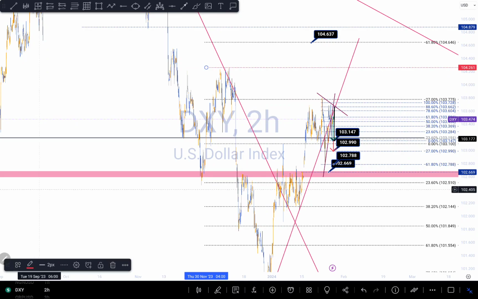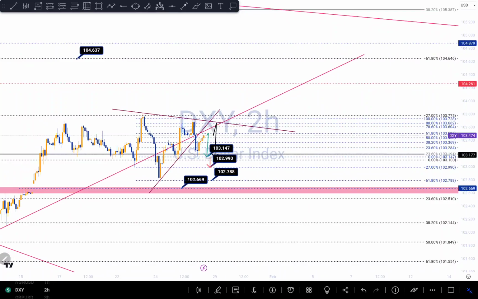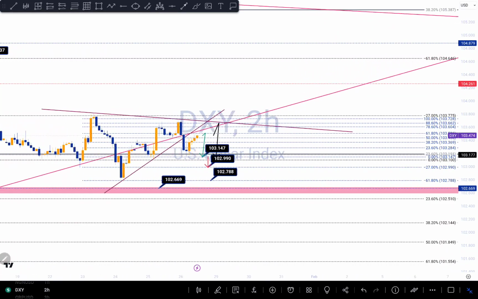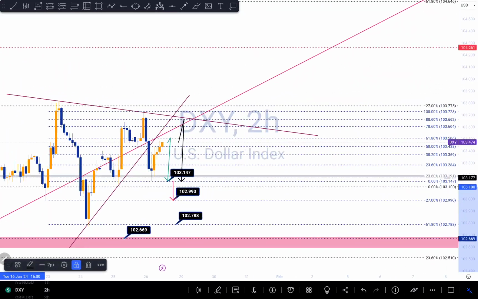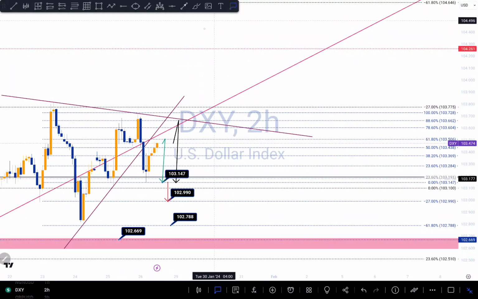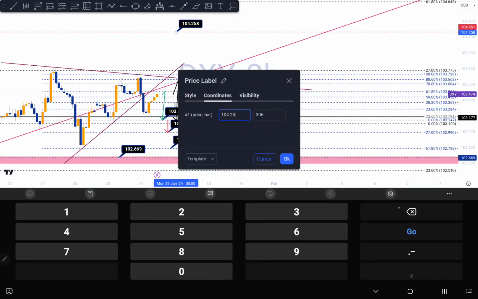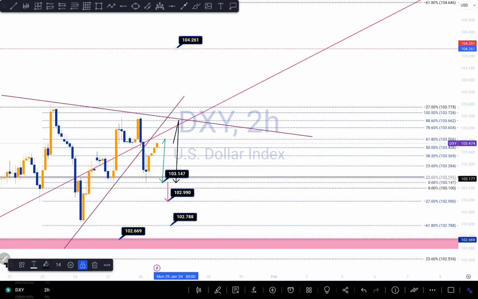Let's change that to red. Just in case we push to the upside, this will be a possible target right here, the 261. Just in case we have a break.